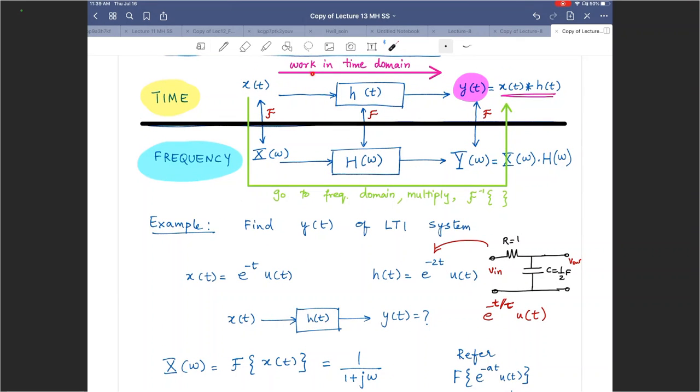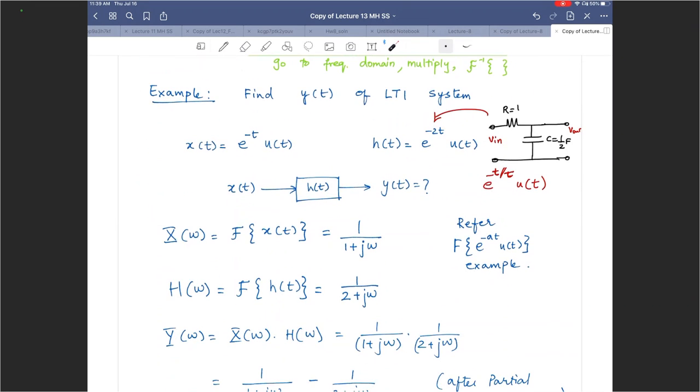Is the pink path very difficult? No, probably not. You have two exponentials. The continuous time convolution is also pretty easy to do in this case, but we are trying to show the green path here. So this is an example where both paths are easy.